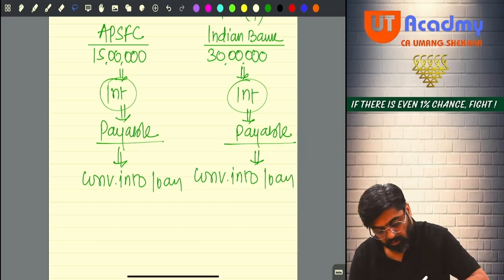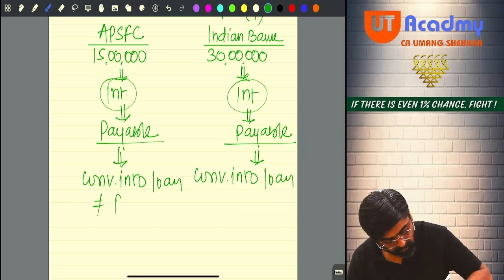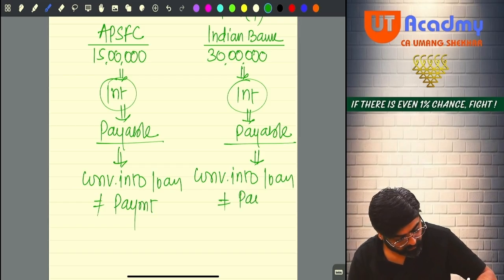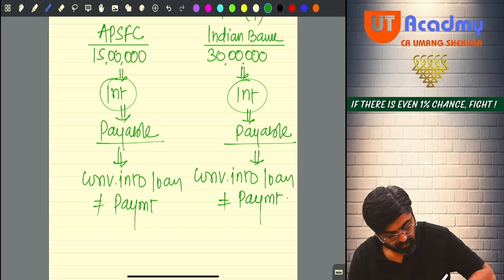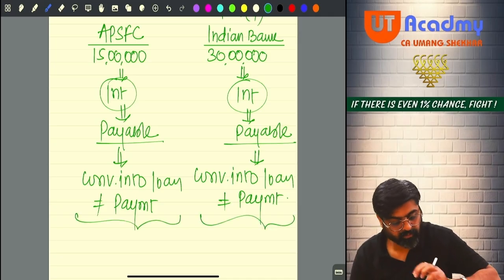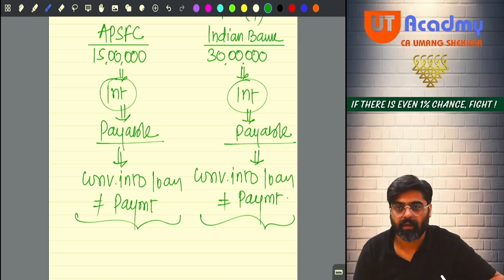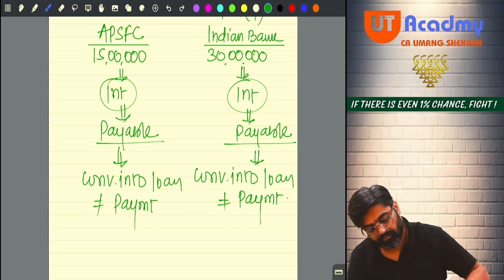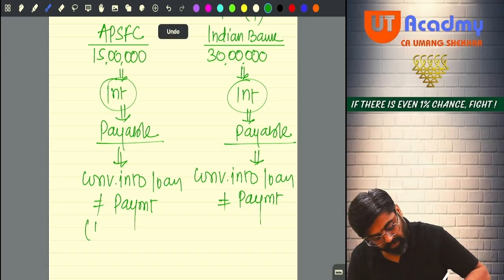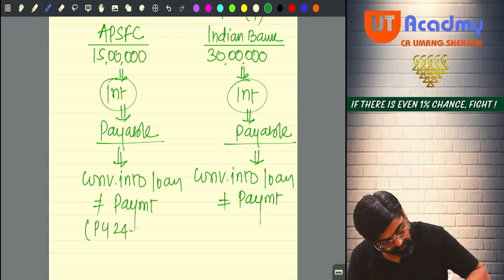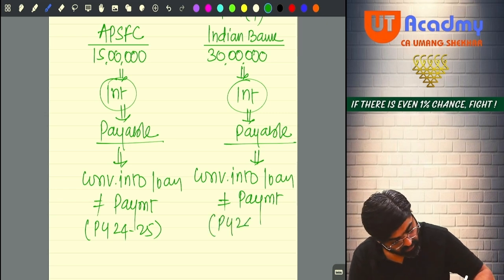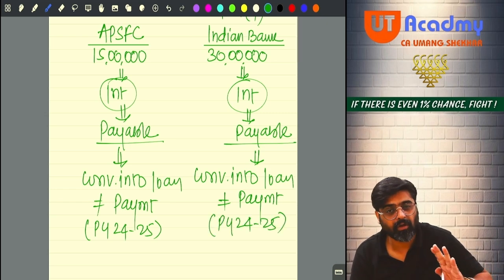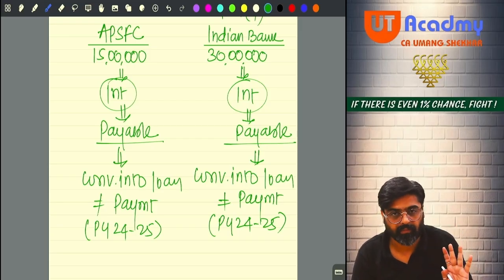Very good. So the conversion is not equal to payment. Conversion is not equal to payment. So on conversion, the deduction for 15 lakhs and 30 lakhs will not be allowed. Done, sir? When the conversion happened? Previous year 24-25, which does not mean that it is paid in 24-25.